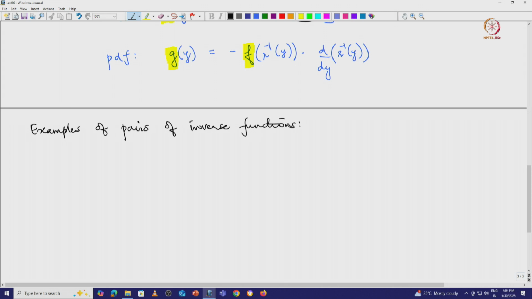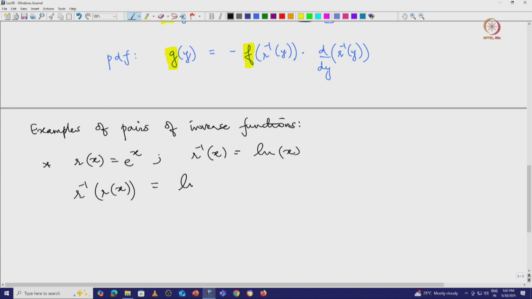Of course, most of you may already know this. So, if r of x is e to the x, then you know that r inverse of x is basically log of x. Why? Because if you operated r inverse on r of x, basically you would be doing log of exponential of x and you will get back x. So, that is why log of x is the inverse of e to the x.